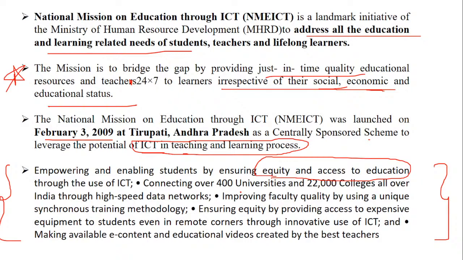Connecting over 400 universities and 22,000 colleges all over India with a high-speed data network. Improving faculty quality by using a unique synchronous training methodology so that the quality of teaching gets enhanced. Ensuring equity by providing access to expensive equipment to students even in remote corners. So whether students are settled in metro cities or in remote parts of the country, they have innovative ways, with the help of ICT, to reach them. Making available e-content and educational videos created by the best teachers, available to students as well as other stakeholders to enhance their knowledge.